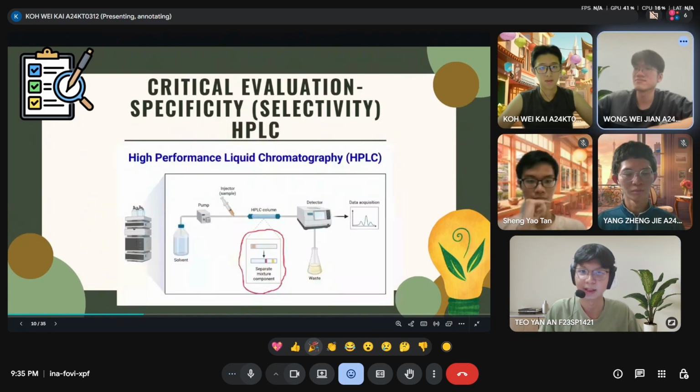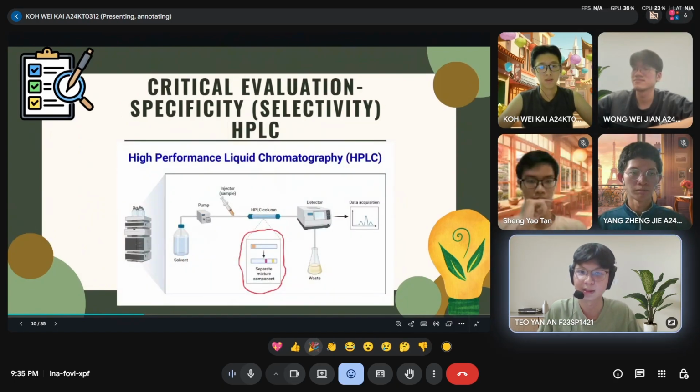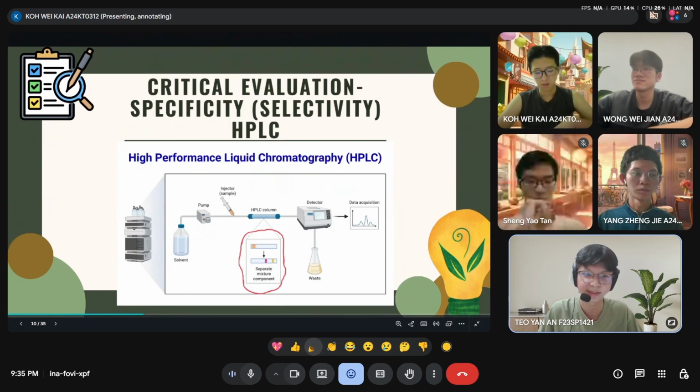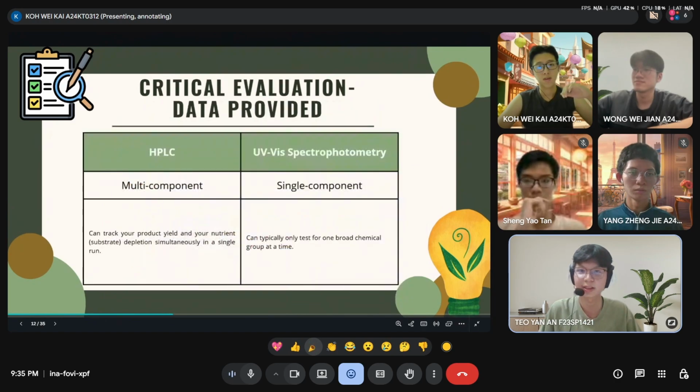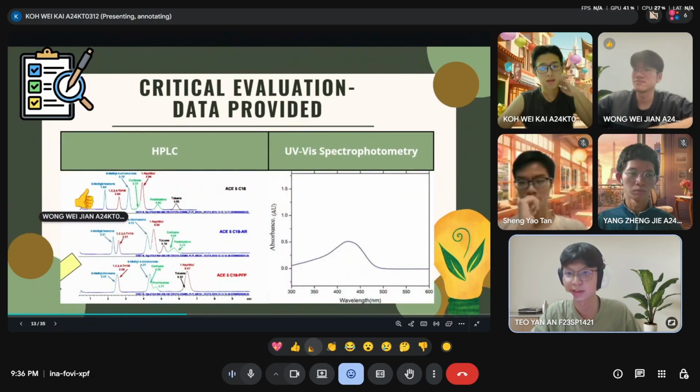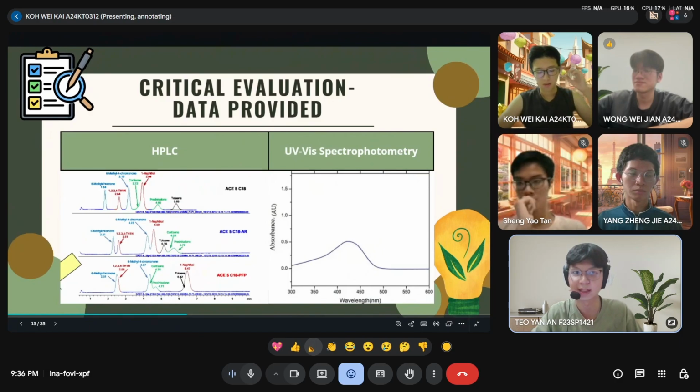Next we will go into the example. You can see when we inject the sample into the HPLC column, it will separate. Next, and this is the UV-VIS. Next, for the second part, we will see the data provided. HPLC will provide multi-component data, but UV-VIS spectrophotometry only gives a single component. Let's look at the example. As you can see, HPLC can see many elements at the same time, but UV-VIS can only see some elements at a time.